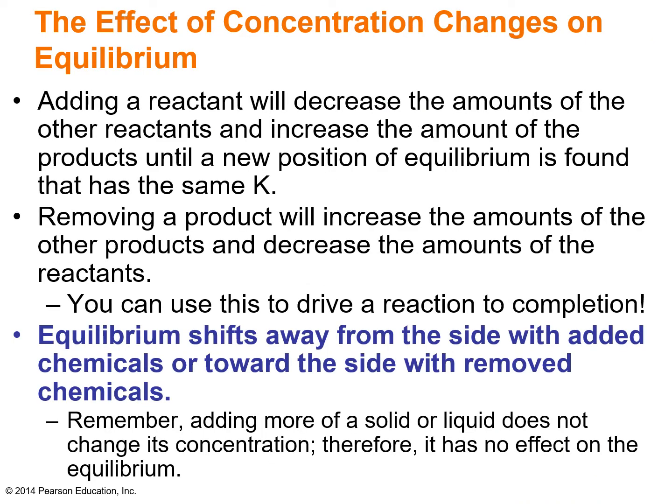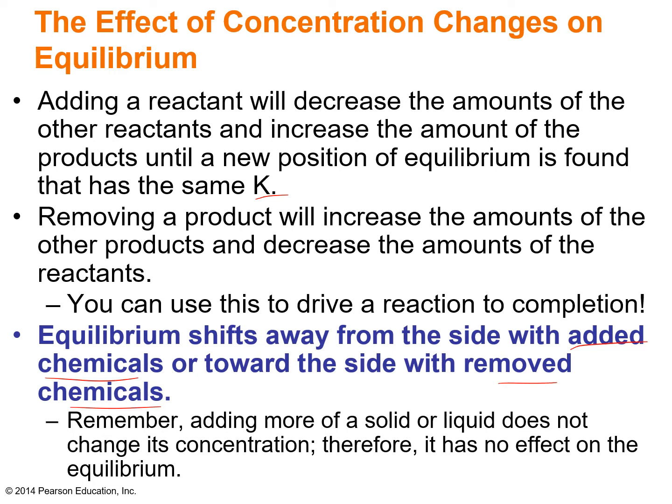Adding a reactant will decrease the amounts of the other reactants and increase the amount of the products until a new position of equilibrium is found that has the same equilibrium constant. Removing a product will increase the amounts of the other products and decrease the amounts of the reactants. So in other words, you can use this to drive a reaction to completion. Notice, equilibrium shifts away from the side with added chemicals or toward the side with removed chemicals.